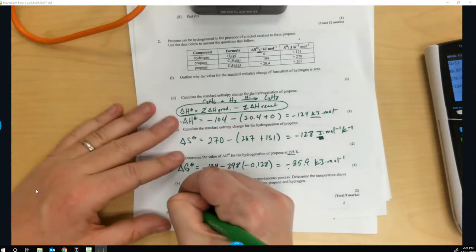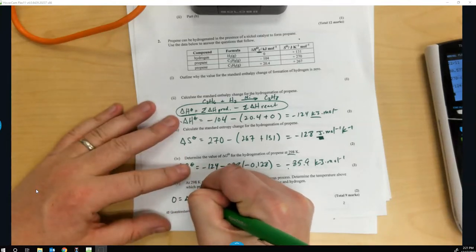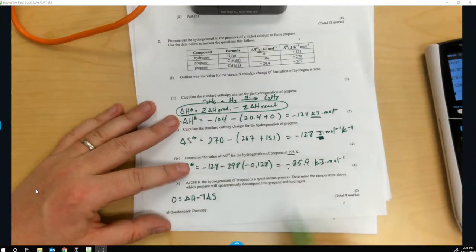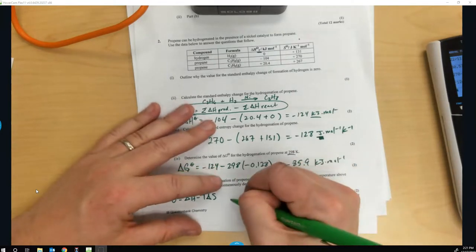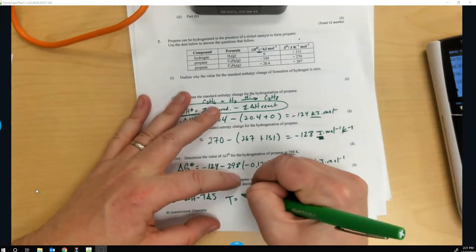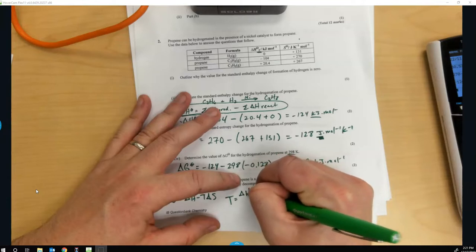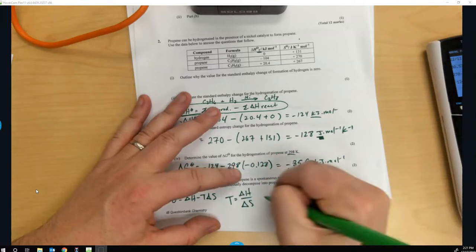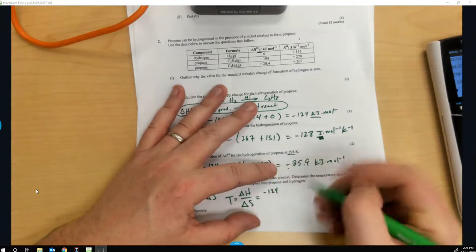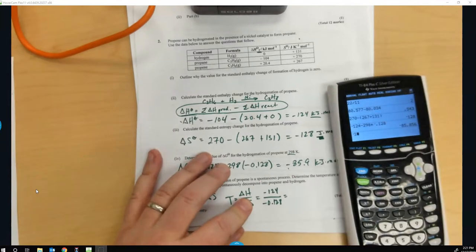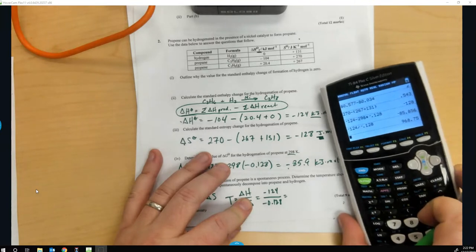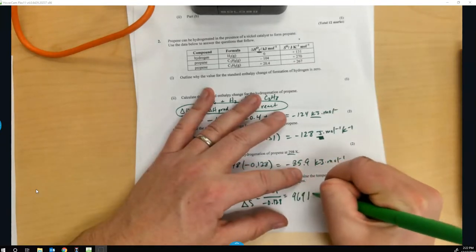So if we set delta G equal to zero in this equation, then when we solve for the temperature, we'll be solving for the temperature at which it switches from spontaneous to non-spontaneous. So when we rearrange, temperature is going to be equal to delta H over delta S. So we just plug in the numbers, negative 124 divided by negative 0.128. Presto changeo, I get 969 Kelvin. Okay, moving right along.